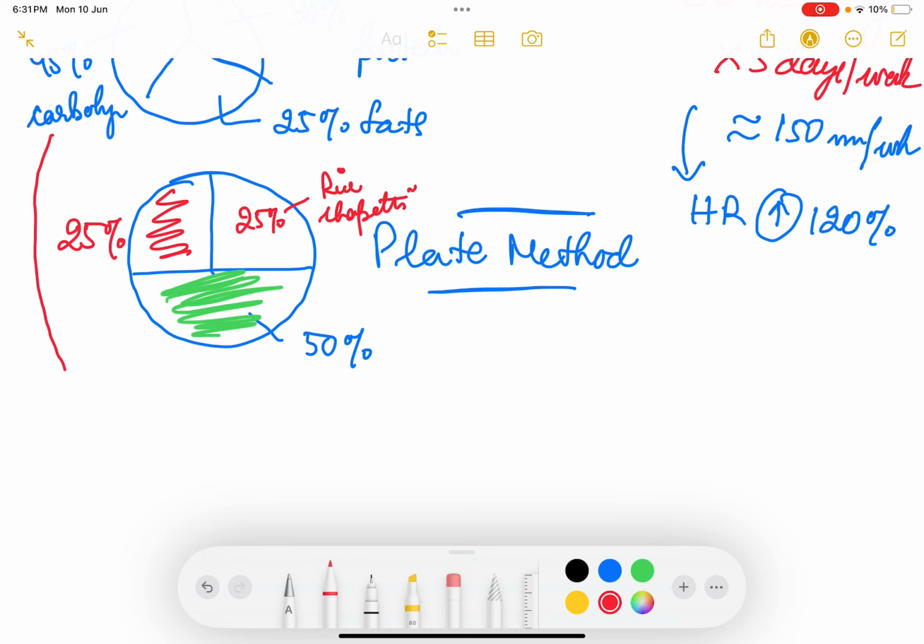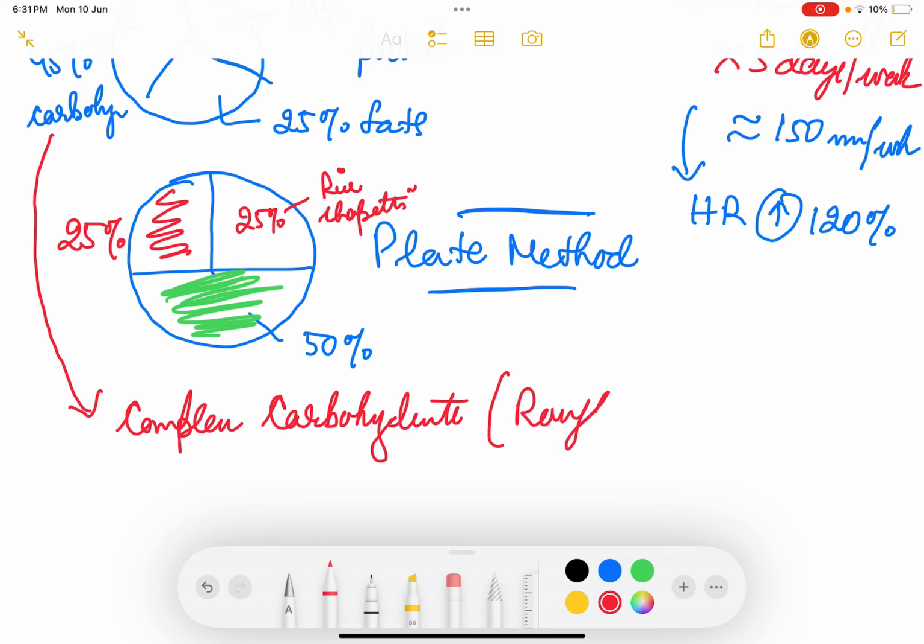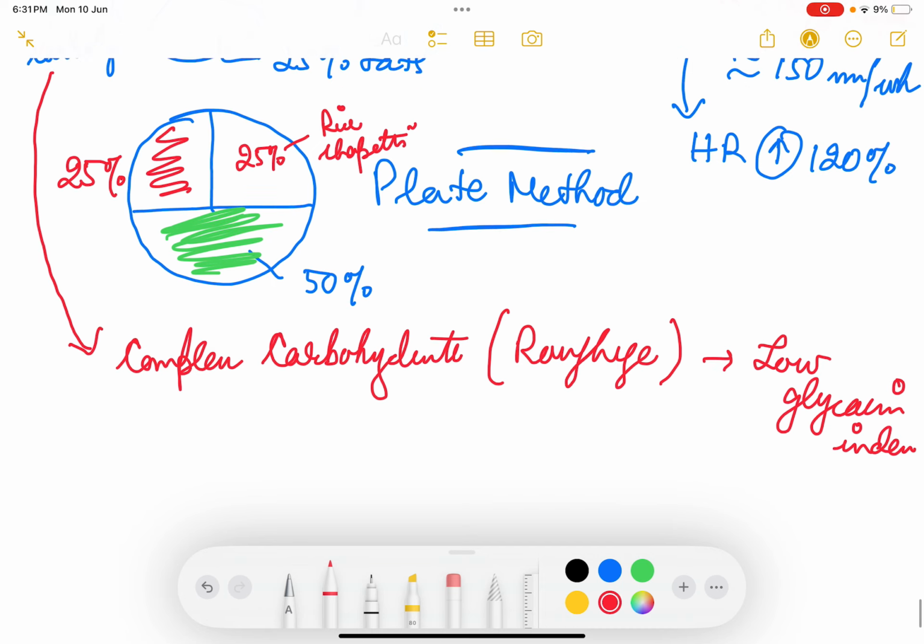Apart from that, the carbohydrate that the patient is taking should be complex carbohydrate. Complex carbohydrate consists of all the foods which have a lot of roughage, like the food which will have fibers in it. So these fibers will decrease the glucose intake, so they will have low glycemic index. You have to mention all these things when MNT is asked in examination. Low glycemic index, complex carbohydrates are taken.